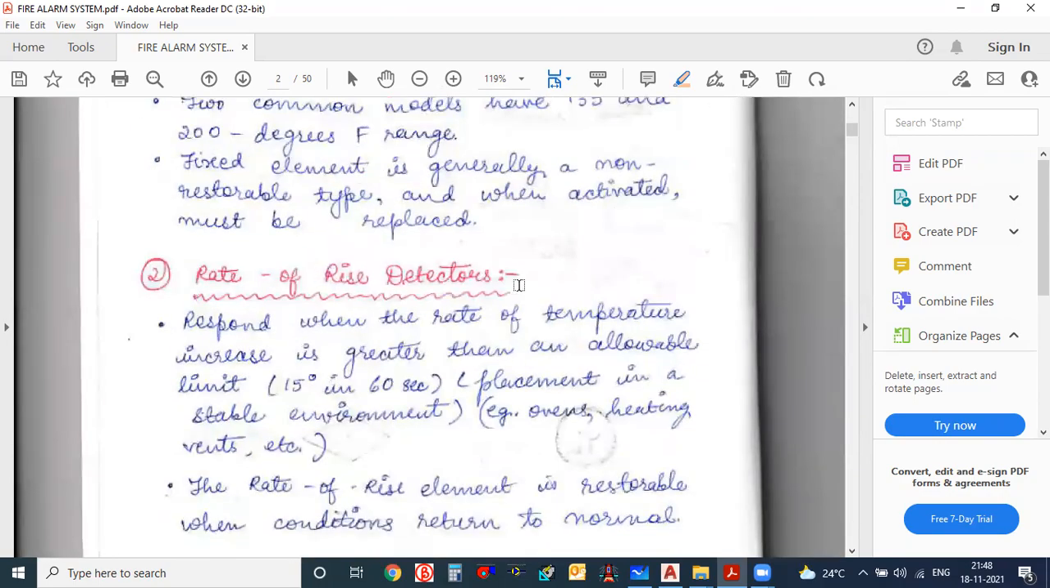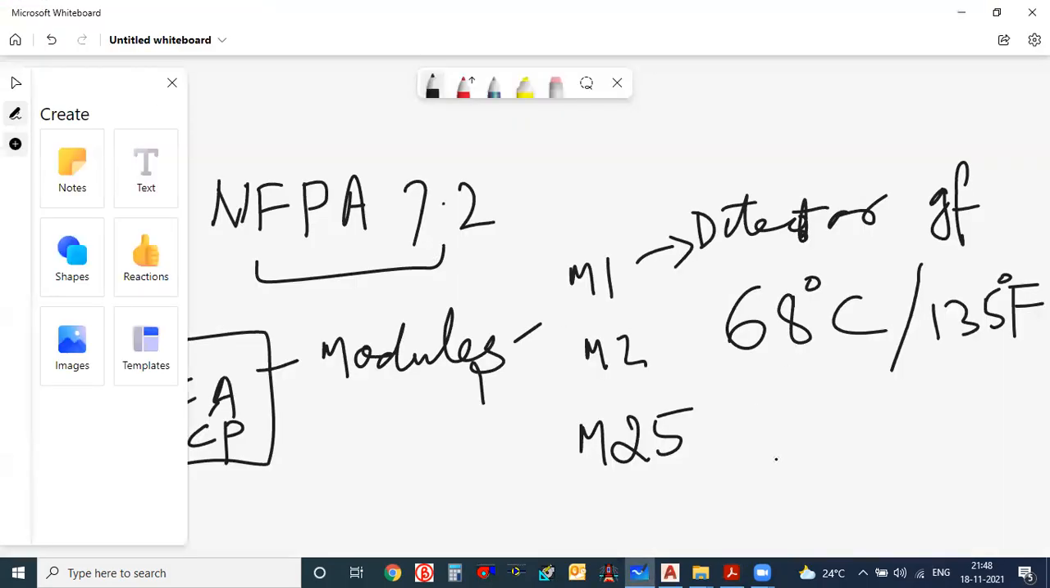There is a different type of detector which is called a rate of rise detector. The meaning of rate of rise detector is that as the temperature increases, this detector will adapt automatically, responding when the rate of temperature increase is greater than an allowable limit. The allowable limit is 15 degree in 60 seconds. Suppose you have set the allowable temperature as, for example, 110 degree Fahrenheit. If the temperature goes up 15 degree, to 125 degree Fahrenheit, it will start giving the alarm.